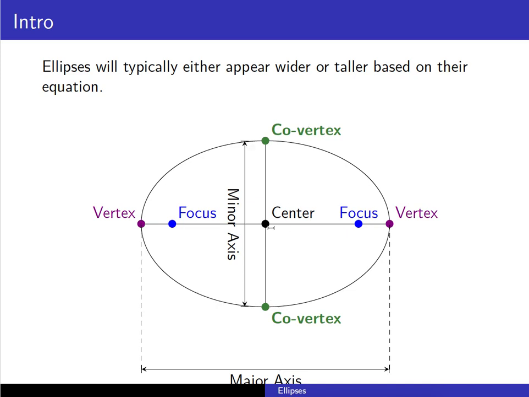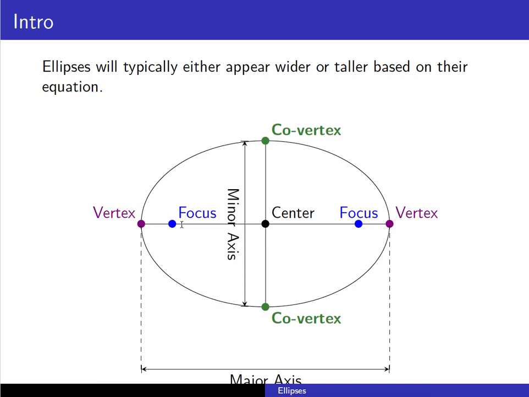So we have the center of an ellipse, much like we have the center of a circle, and the width of the ellipse is called the major axis. So the distance from one endpoint on the wide axis to the other is called the major axis. Those endpoints are called vertices, so each one's a vertex.